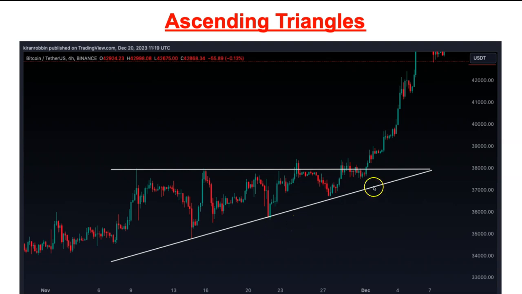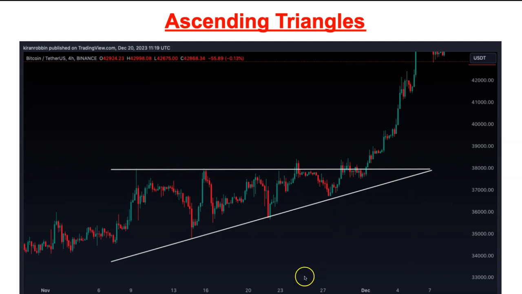Some people actually try and enter a long position at the breakout. But again, that is a lot more risky, and the risk-reward ratio is significantly reduced. So this is an example of an ascending triangle that happened on Bitcoin. But as you can imagine, real life is very different to textbook.